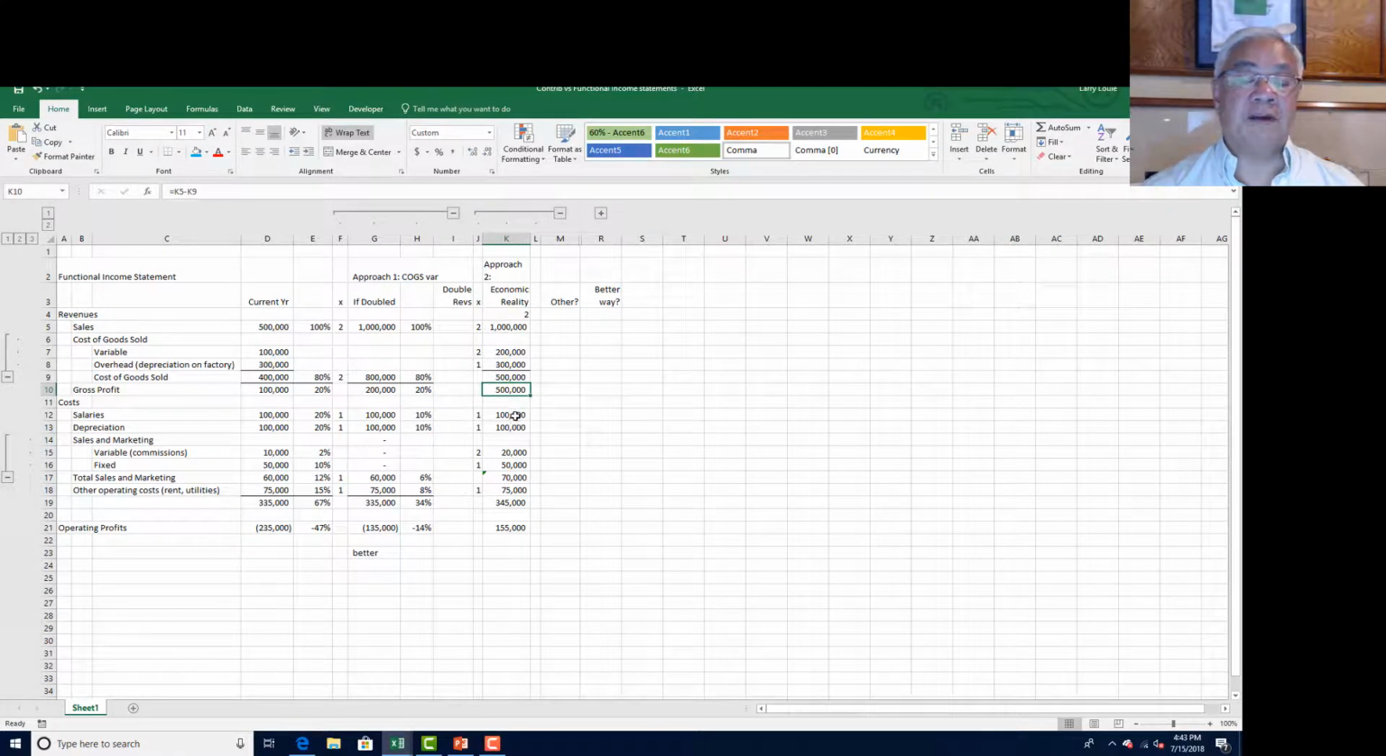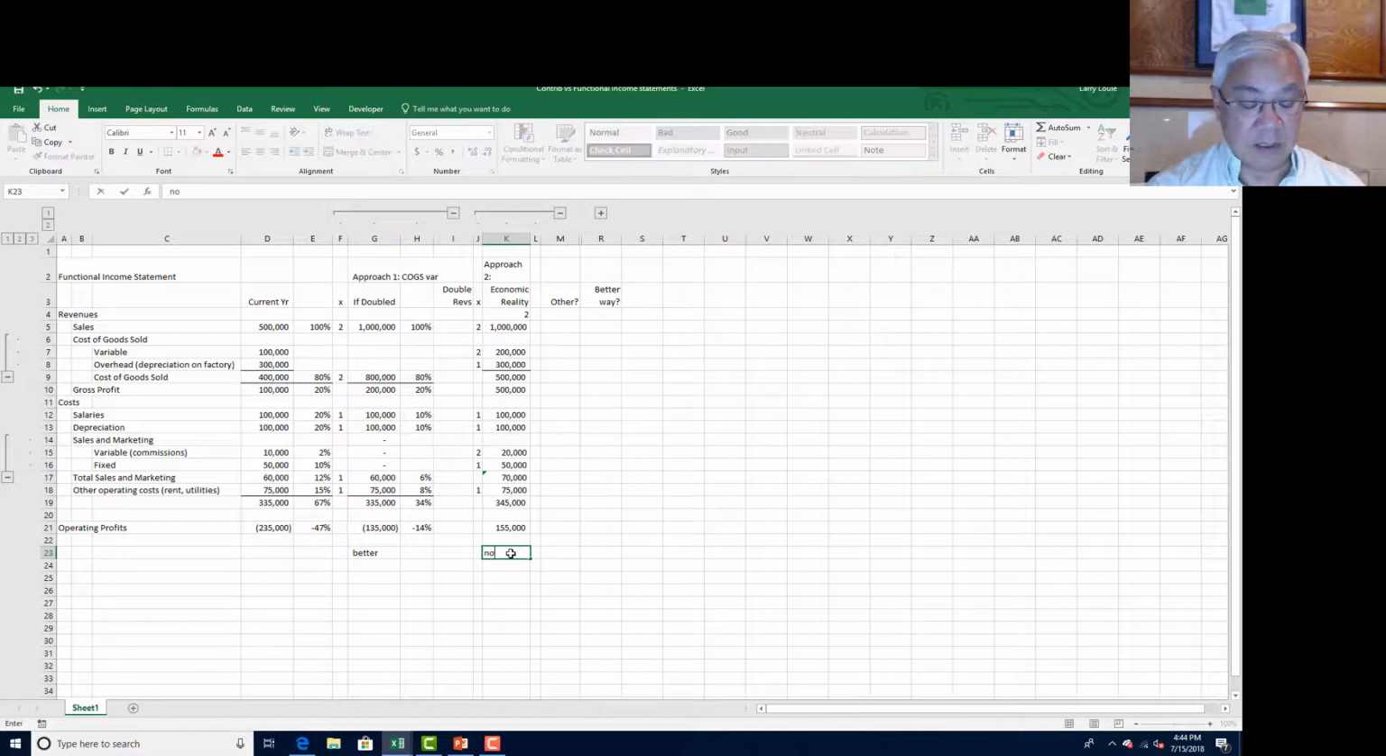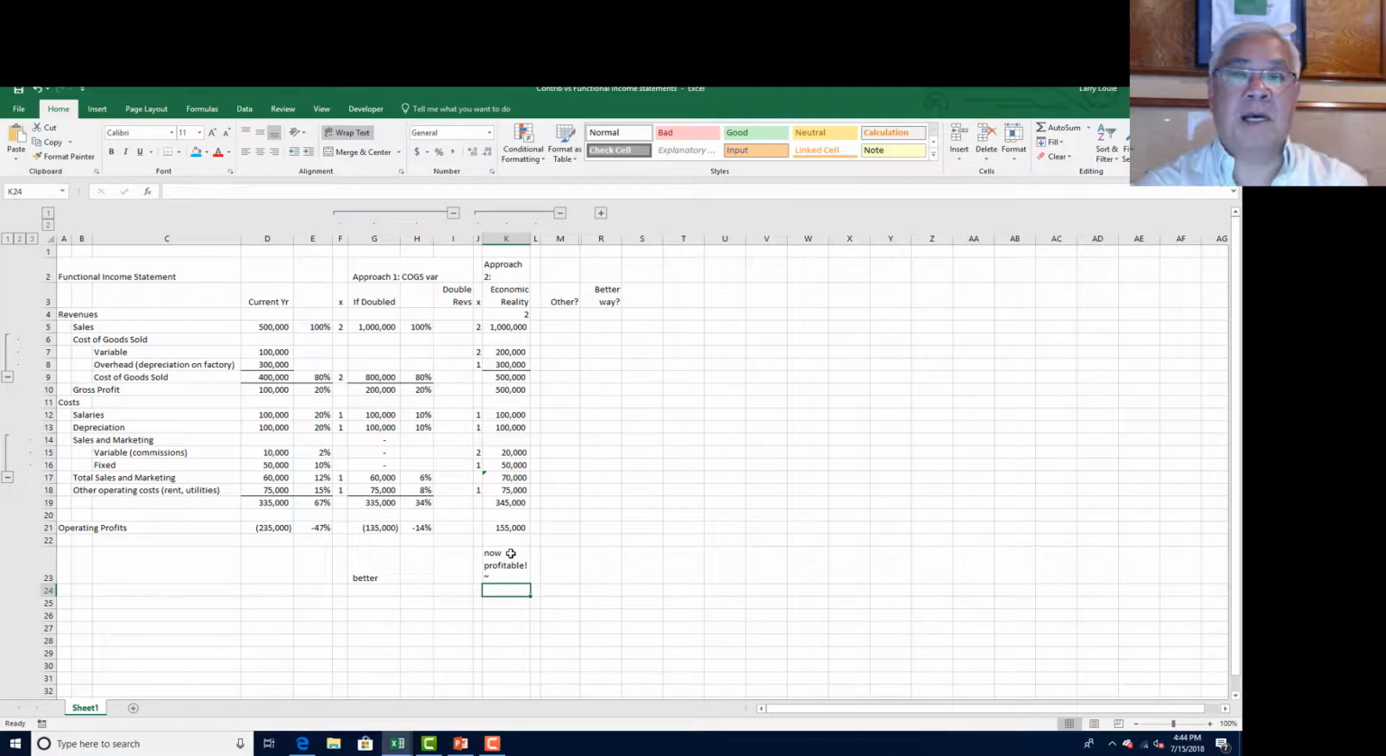Salaries are fine, they're fixed. Next, our depreciation, that's fine, that's fixed. Variable, however, doubles. So this one goes from 10,000 to 20. The fixed portion of sales and marketing doesn't change, so that stays the same at 50. And other costs, assume that stays the same. So our profit was much better. So gross profit is 500, 345. So this is now profitable. So it's a big difference when we're looking at doubling sales and still losing money, or doubling sales and breaking through and making a profit.